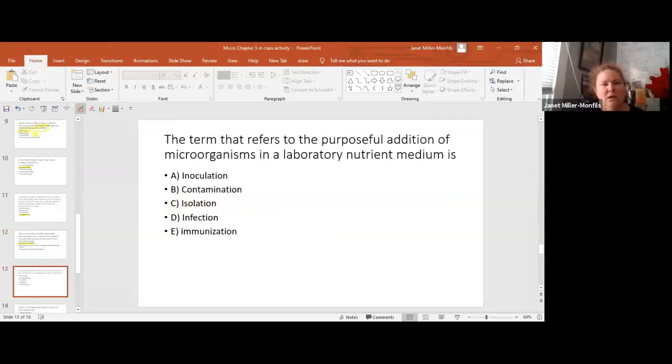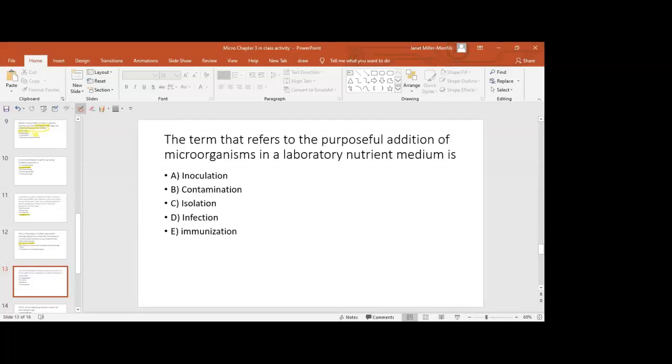All righty. The term that refers to the purposeful addition of microorganisms into a laboratory nutrient medium is called what? Is it inoculation, A? Yeah, exactly.